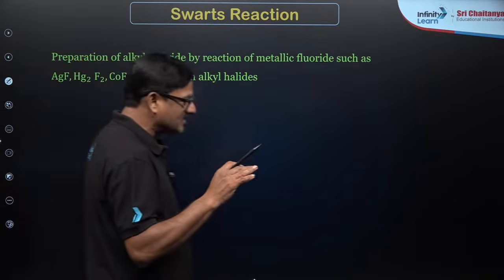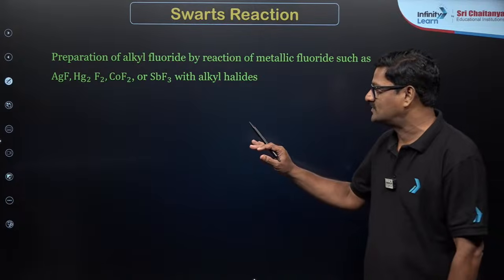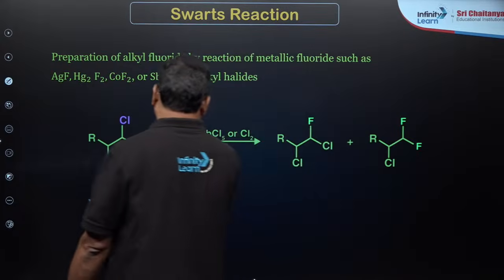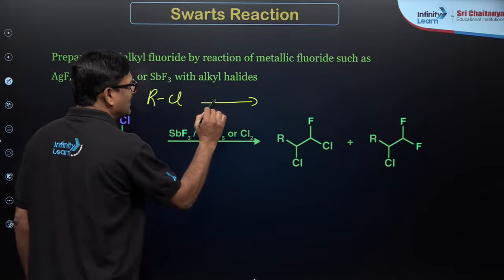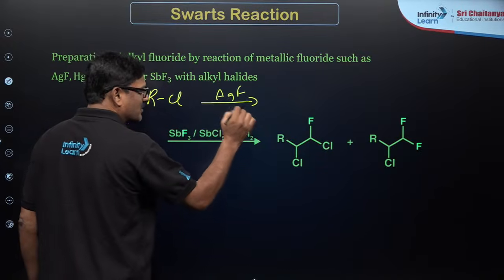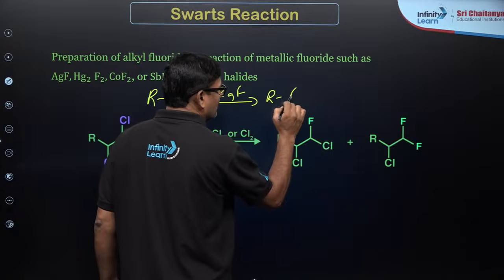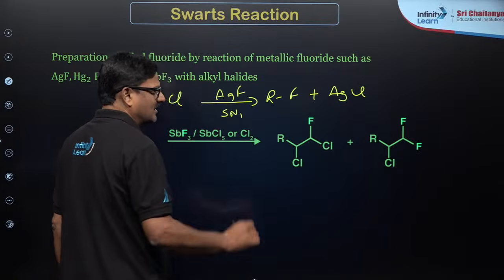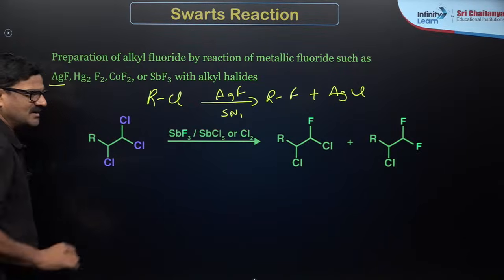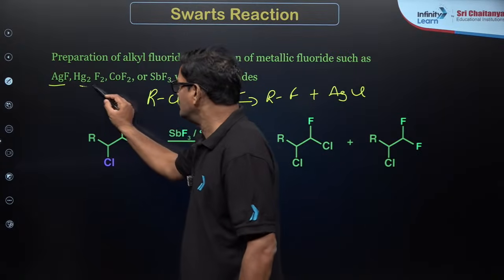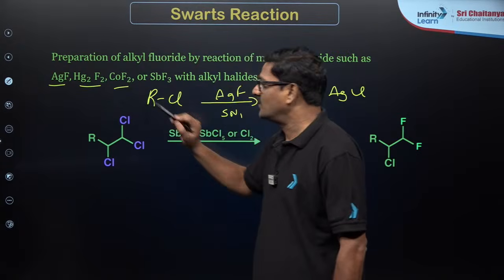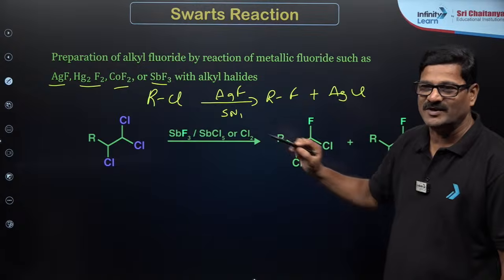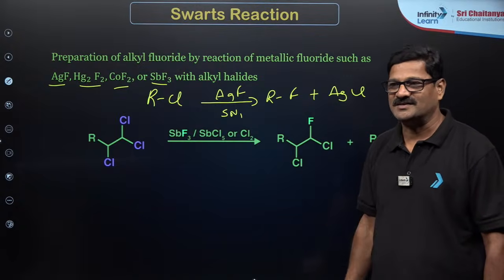Okay, now the other one is the Swarts reaction. This reaction is used for making alkyl fluorides. You take alkyl chloride and react it with AgF in aqueous media. You get alkyl fluoride and AgCl, and this follows SN1. You can use AgF, Hg2F2, CoF2, or SbF3. Any fluorinating agent can be used.